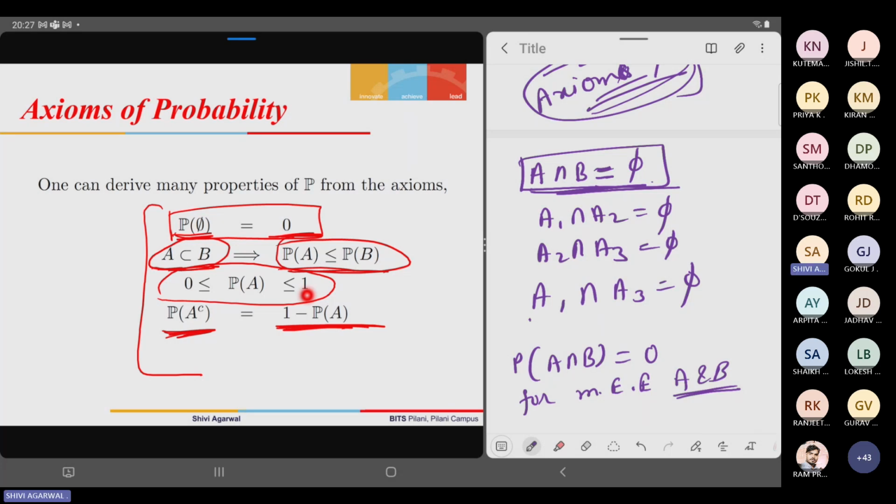The last one is the probability of A complement. Let's make a Venn diagram, as I mentioned in the last class also. This is the set A, and this is S. Got it? Now, what is A complement? This one. So the probability of A complement is the probability of S minus the probability of A. And the probability of S is 1, so it is 1 minus the probability of A.